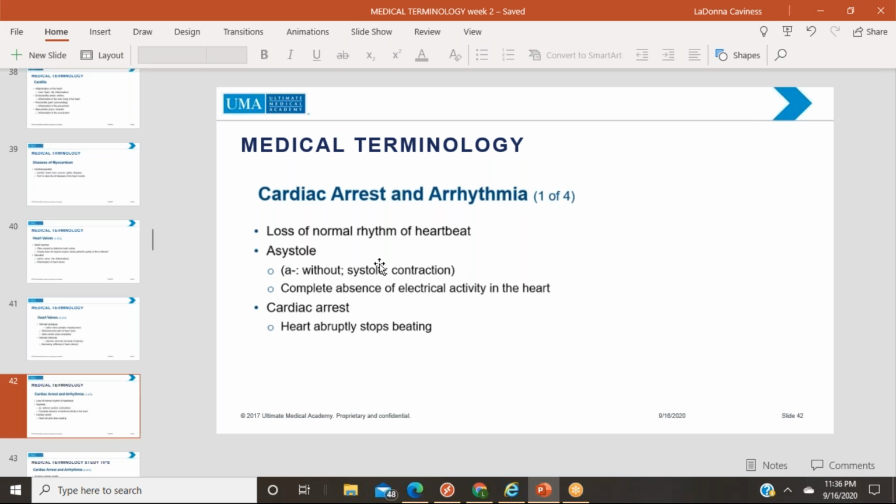Cardiac arrest and arrhythmia: loss of normal rhythm of heartbeat. Asystole: a means without, and systole is contraction. Complete absence of electrical activity in the heart. Cardiac arrest: the heart abruptly stops beating.